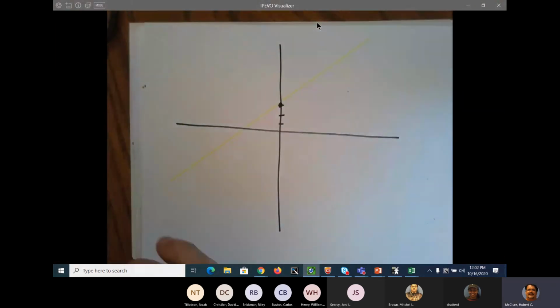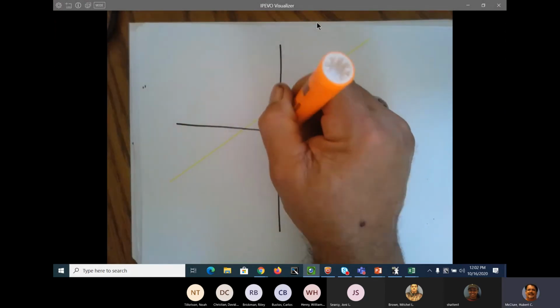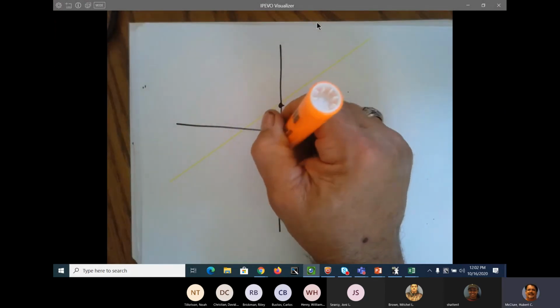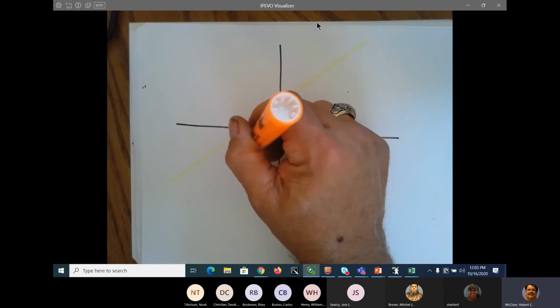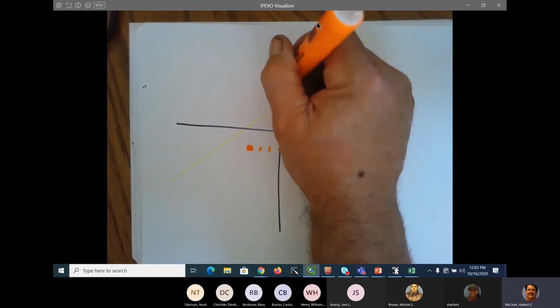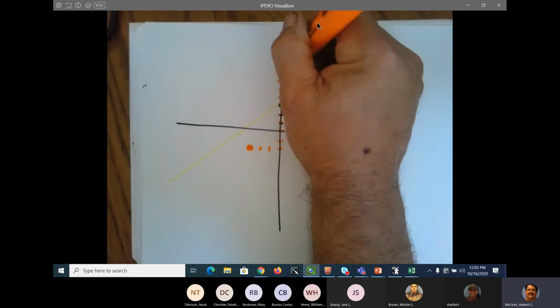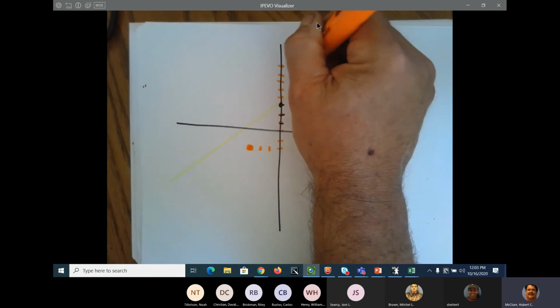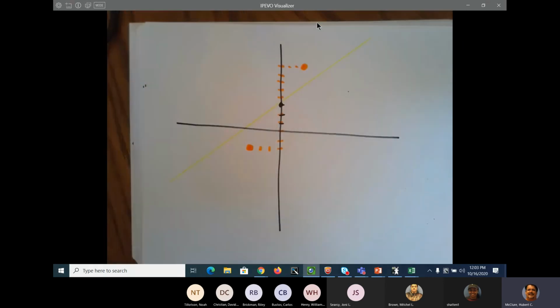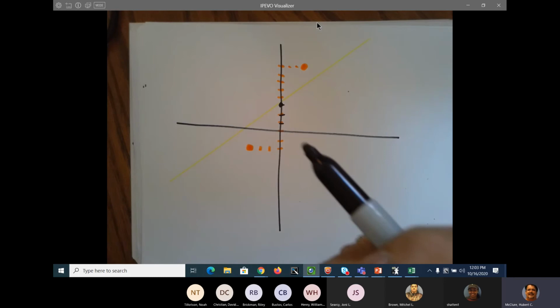Now, take my orange marker and go 1, 2, 3, 4, 5. 1, 2, 3. 1, 2, 3, 4, 5. 1, 2, 3. And there is your line. I apologize for having brain bubbles today. I guess the smell of those hamburgers are getting to me.